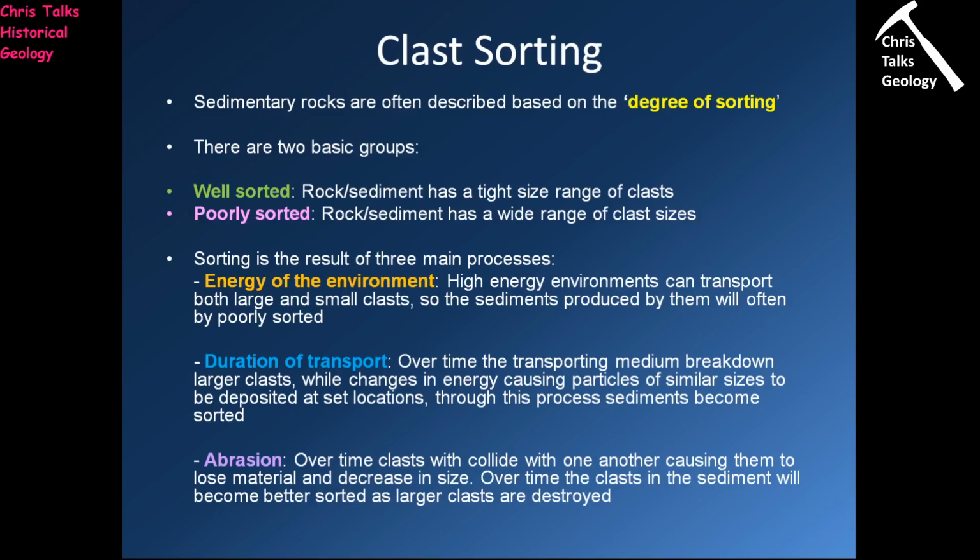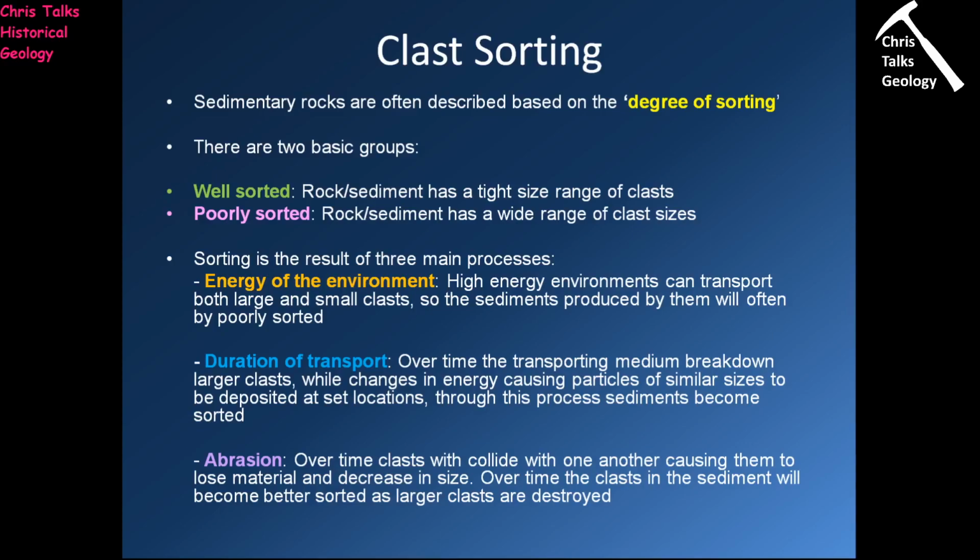So the first thing we're going to think about is clast sorting. Now, sedimentary rocks are often described based on the degree of sorting, and there are two broad groups: well-sorted clastic sedimentary rocks and poorly sorted clastic sedimentary rocks. A well-sorted rock is going to have quite a tight range of clast sizes, so all the clasts are going to be approximately the same diameter.